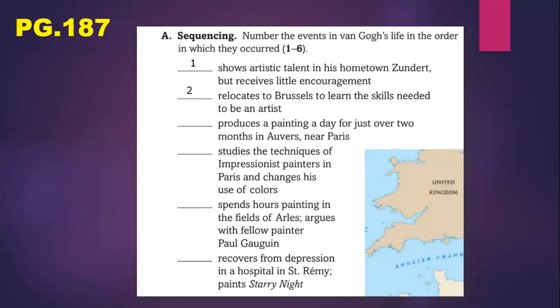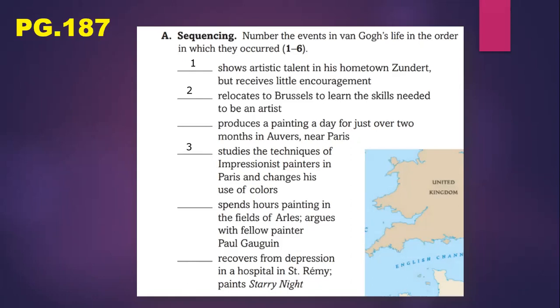Remember, in this story, a lot of places are mentioned, in Paris, from France. Let's see, number 3. What do you guys think is number 3? Produces, studies the techniques, spends hours, or recovers from depression? Okay, I'm reading your answers. The third one is studies. Yes, Melly, you are right, definitely. Number 3 is studies the techniques of impressionist painters in Paris and changes his use of colors. Yes, number 3. Thank you.